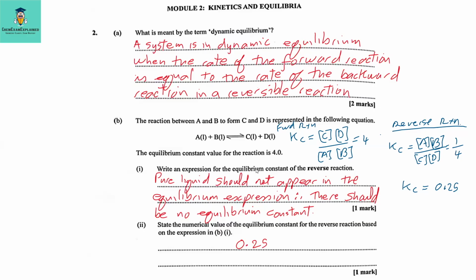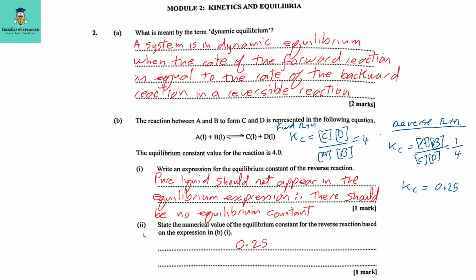So according to the definition of the constant, it is going to be the product of the products. So it's going to be the concentration of A times the concentration of B divided by the concentration of C times the concentration of D for the reverse reaction. So that would be our Kc equation. And that would now give us a value of 0.25. Because if in the forward reaction the value is 4, the reverse reaction would be 1 over 4, which gives us a Kc value of 0.25.